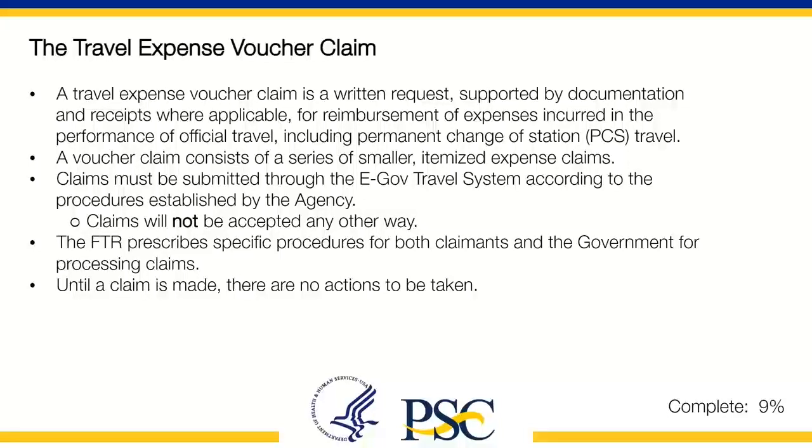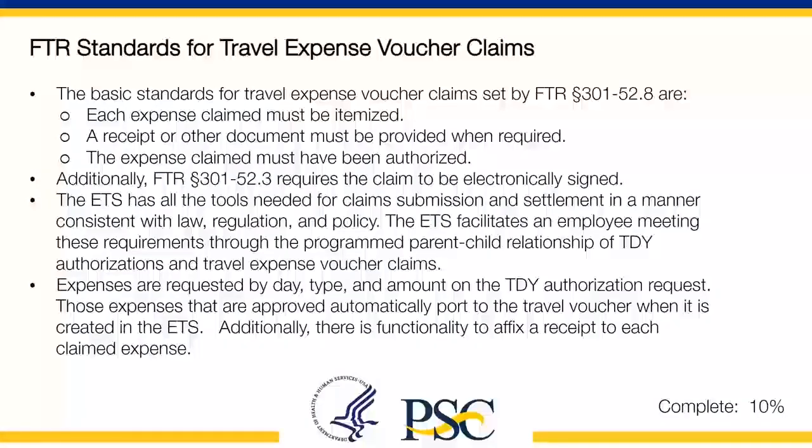The FTR prescribes specific procedures for both claimants and the government for processing claims. Until a claim is made, there are no actions to be taken. The basic standards for travel expense voucher claims set by FTR Section 301-52.8 are: each expense claimed must be itemized. A receipt or other document must be provided when required. The expense claimed must have been authorized. Additionally, FTR Section 301-52.3 requires the claim to be electronically signed.